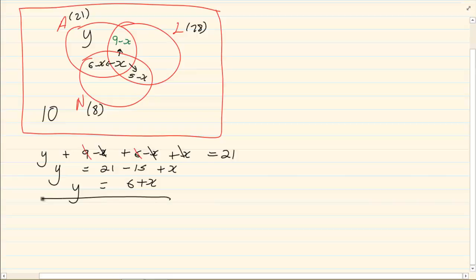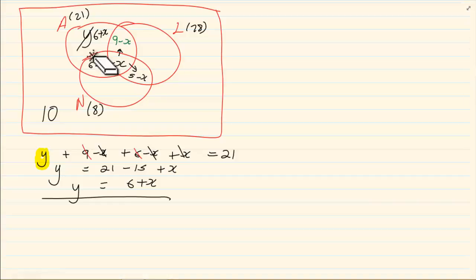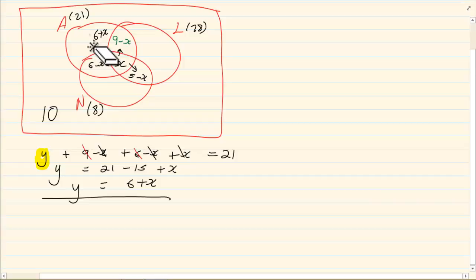Normal solve for x, it's similar to that. Making y the subject of the formula means taking everything over. So instead of y, we're going to write 6 plus x. So we're not going to write y. We're going to write 6 plus x. Now let's make this side p. Now we know that if I take everything in p, plus I take the 9 minus x, the x and the 5 minus x, then it must equal 28.